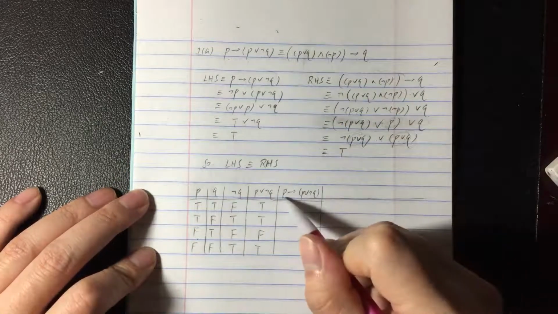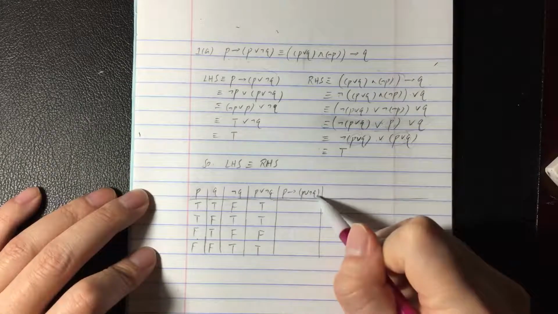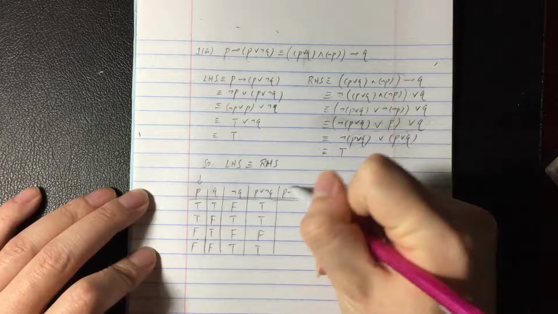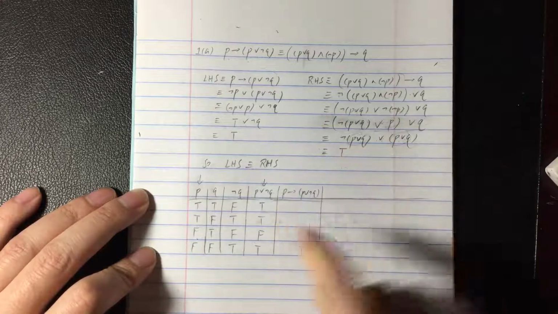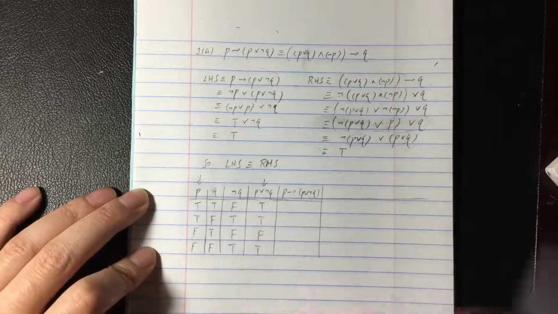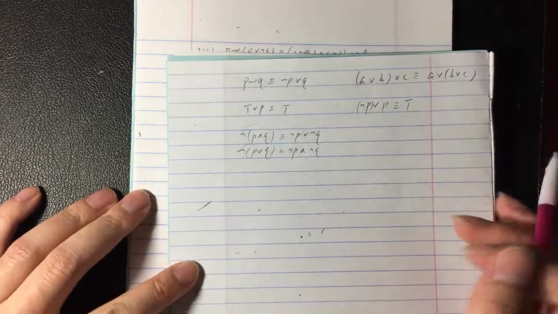Next, compute P implies P or not Q. Look at the column of P and the column of P or not Q. Look at these two columns. Now for implication, keep the truth table in mind. It's a little different.